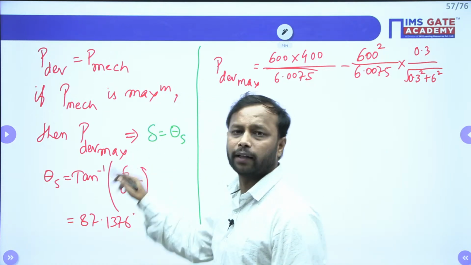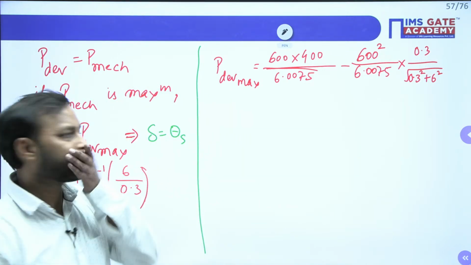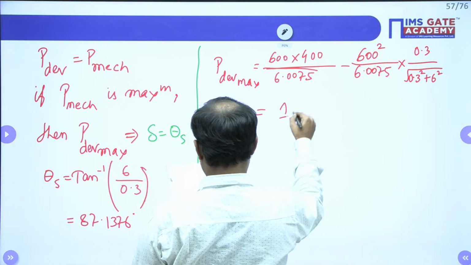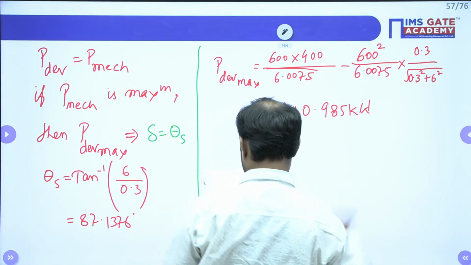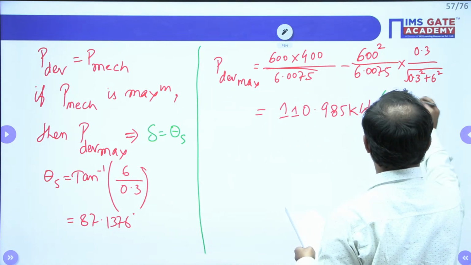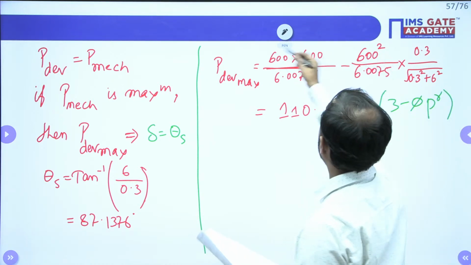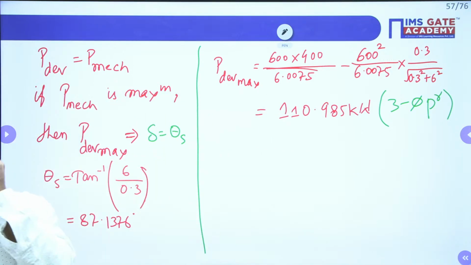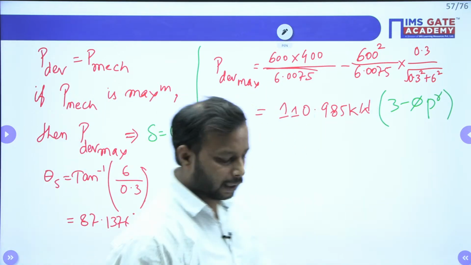Resistance and reactance. So cos theta is what? Resistance by total impedance. So this is cos theta. When you solve this, you will get this value as 110.985 kilowatt. But this is 3-phase power. How? This is line voltage. These all are line voltage. So whatever power you are getting, that will be the line power. Am I clear?